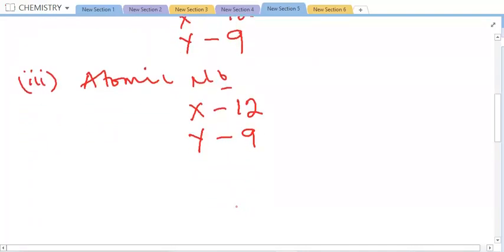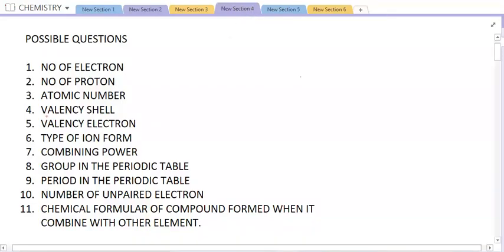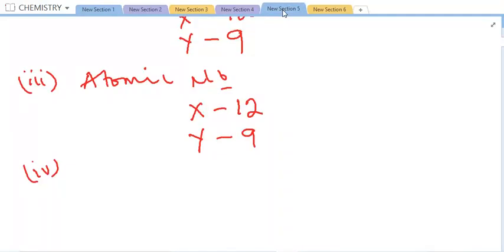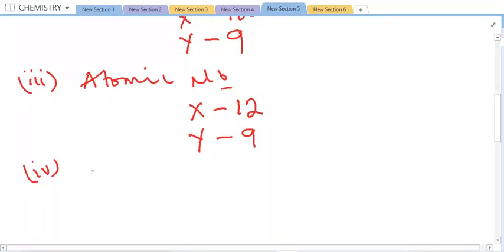Let us continue. Number 4, valency shell. Let us treat valency shell and valency electron together. So we want to treat number 4, valency shell, for X and for Y. Now, what do we call valency shell? Valency shell simply means the outermost shell.